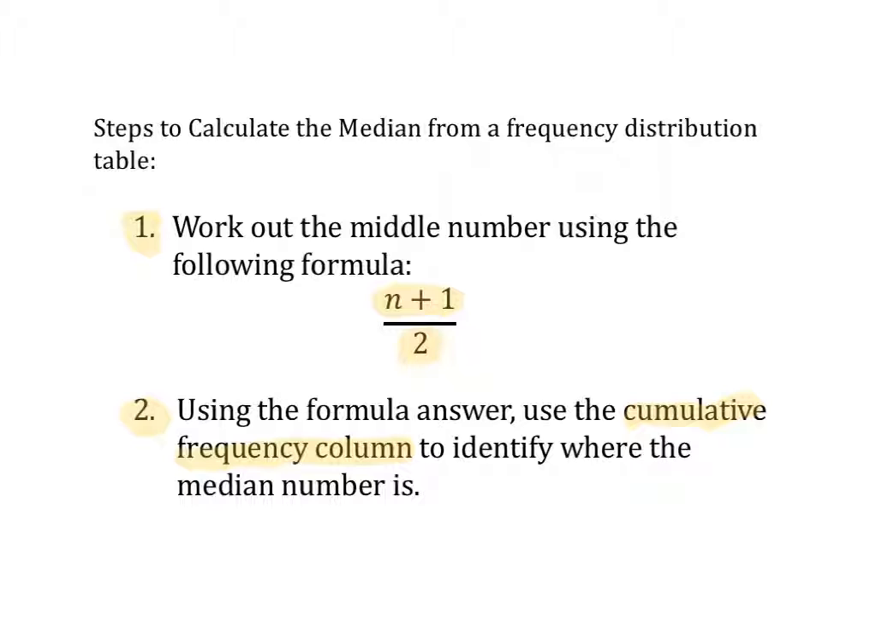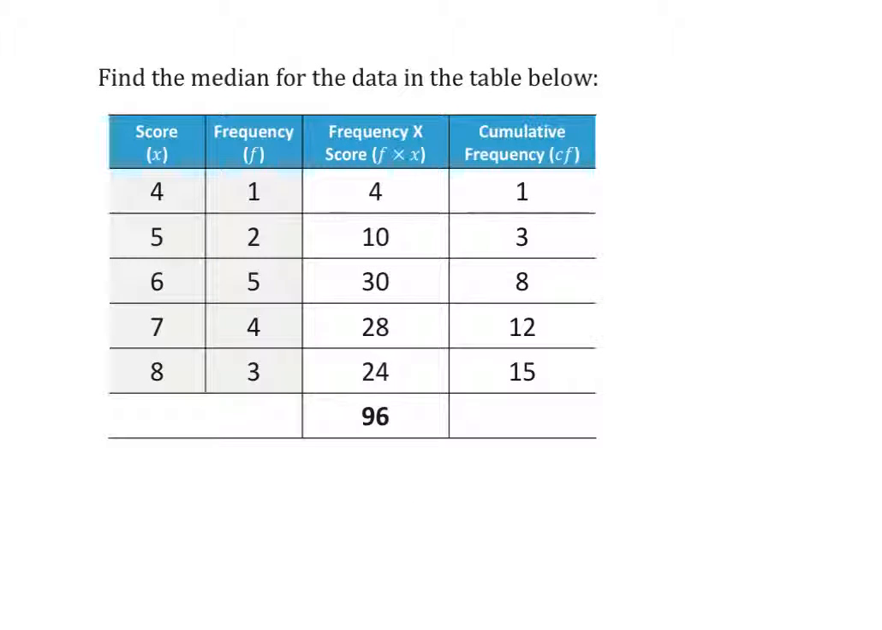So let's have a look at an example of how we calculate the median from the frequency distribution table. In our example, we have been given the frequency distribution table. You will note that the first two columns are the columns that you normally receive when you're doing a question. The second two columns are the columns that you need to complete. If you want some help on how to complete these two columns, go and have a look at the video of calculating the mean or the average from a frequency distribution table. Within that video, it explains how to complete those two columns in the table.